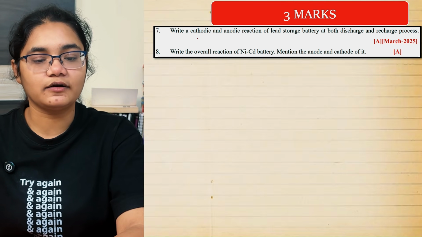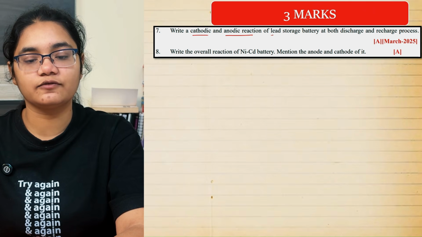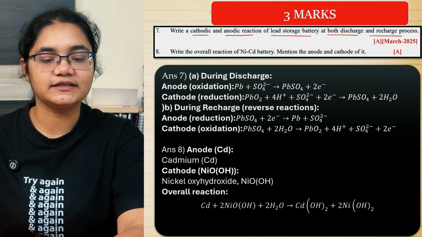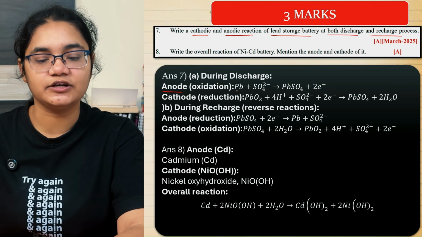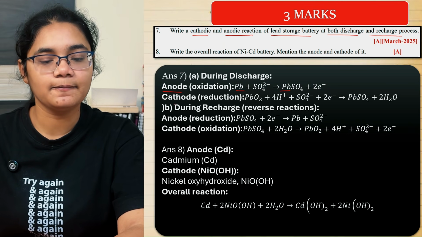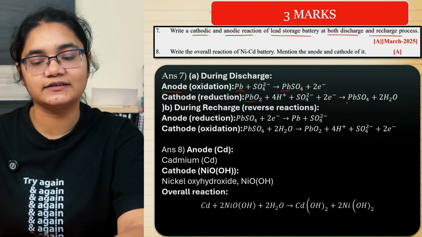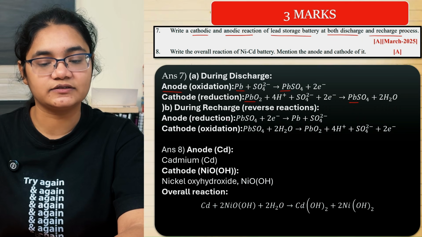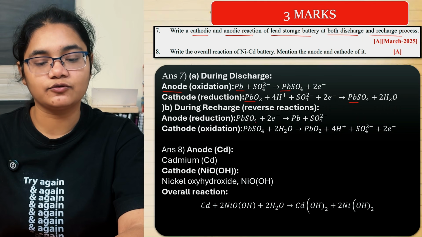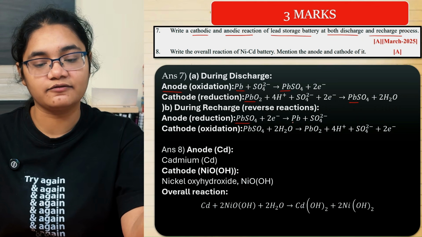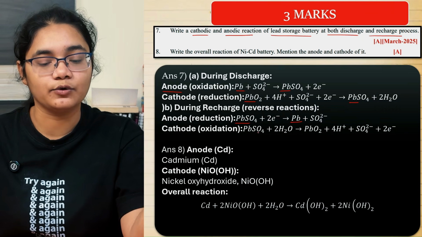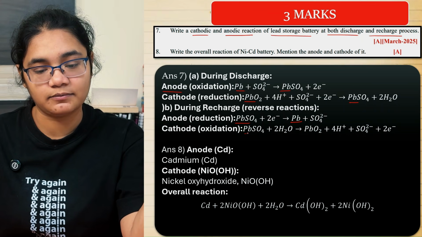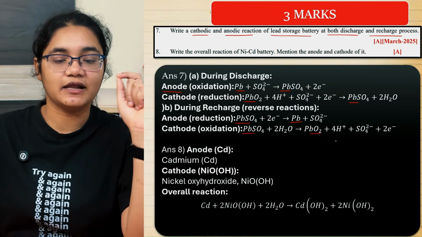Next is: write the cathodic and anodic reactions of the lead storage battery during both discharge and recharge. You can see the anode reaction during discharge: lead gets oxidized to lead sulfate, and in the cathodic reaction, lead oxide gets converted to Pb2+. During recharge, the reverse reaction takes place. At the anode, PbSO4 gets reduced to lead, Pb0, and at the cathode, oxidation takes place where Pb2+ gets converted to Pb4+.